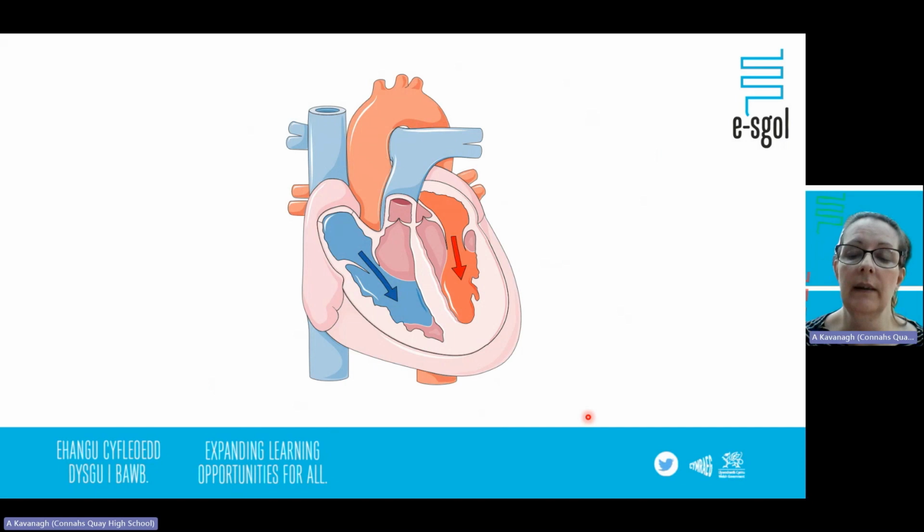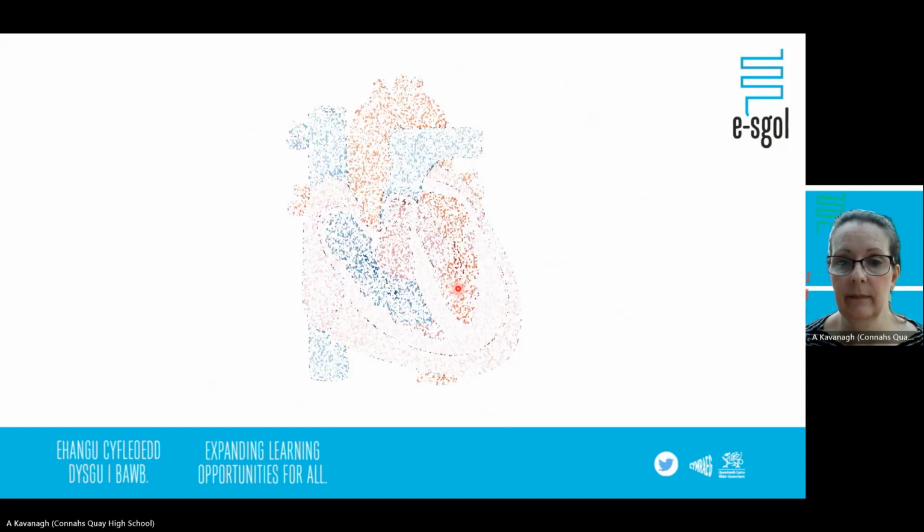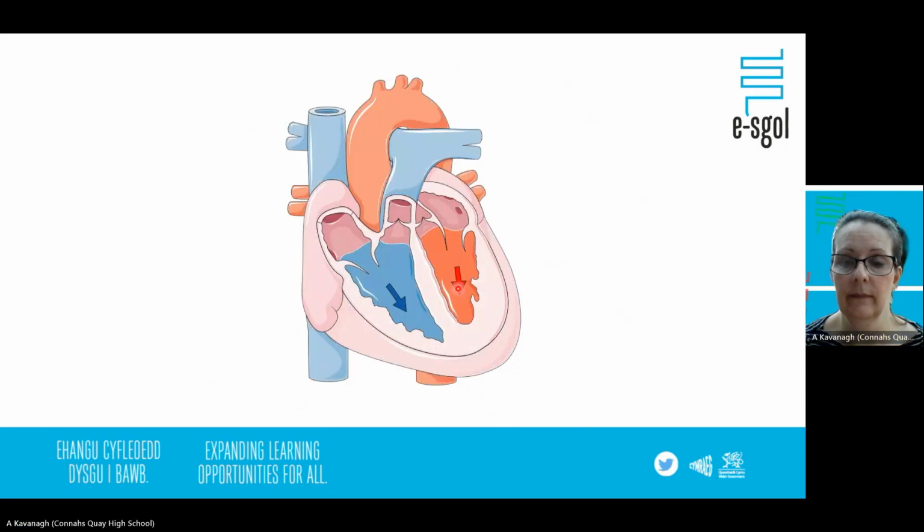In the next step here, our valves have opened, so our deoxygenated blood is able to fill in the ventricle. Similarly, our oxygenated blood can move from the atrium to the ventricle. And you can see there the valves are open and those chambers are full and ready for the next step.